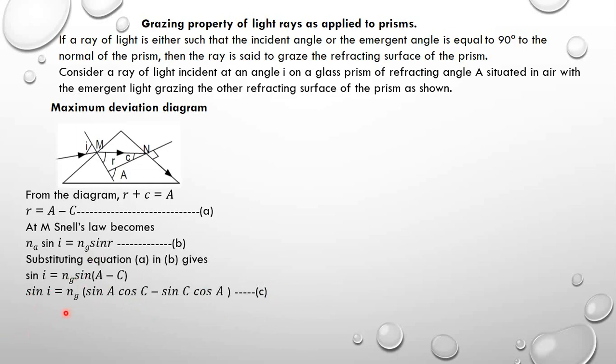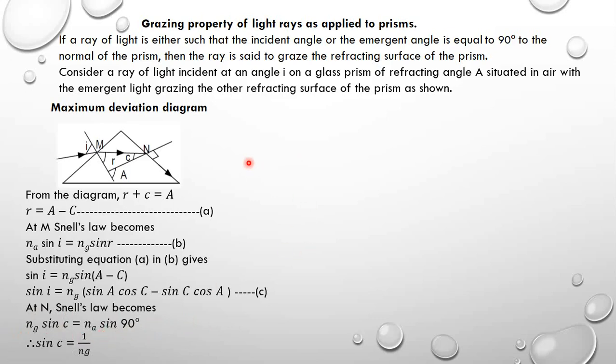So we form this other equation. Then we shall also apply Snell's law at N, and then we shall have N_g sine of C equals N_air sine of 90. But N_air is 1, and sine of 90 is 1, so we shall have our sine C as 1 divided by N_g. That will form this other equation.